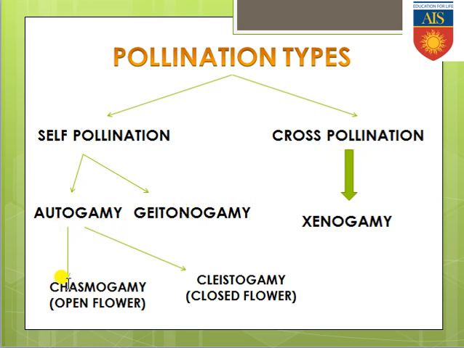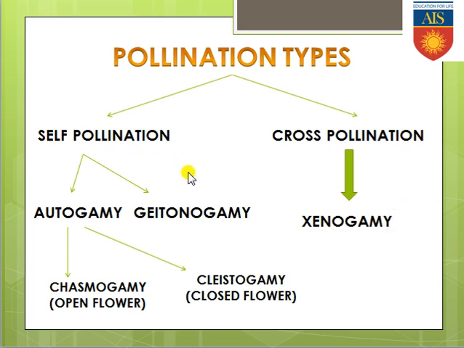Autogamy is again subdivided into two different categories. One is chasmogamy and the other is cleistogamy. Chasmogamy is a kind of pollination where the flower remains open, and cleistogamy is a kind of flower where the flower remains in closed condition. And cross-pollination is scientifically or biologically known as xenogamy.